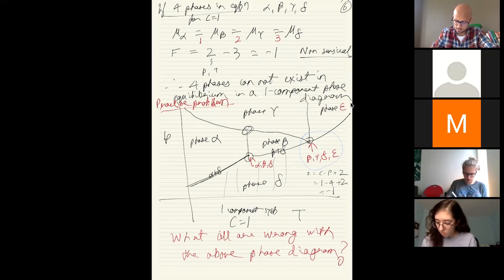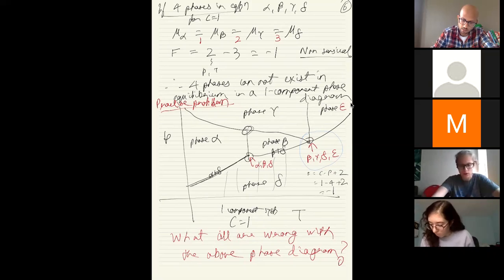Now, if it was a 2-component phase diagram, then this would be possible. In a 2-component phase diagram, you could have had 4 phases coexisting at the same time. Great.